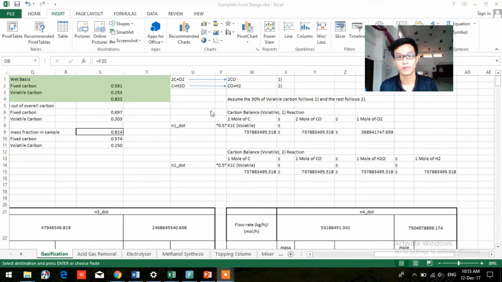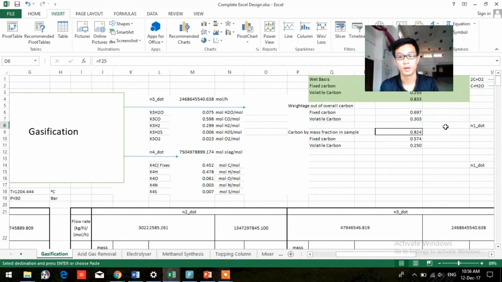Based on these two equations, we limit the amount of oxygen and water so that we do not have additional reactions, such as the production of carbon dioxide. Based on these calculations, we know that 50% of the volatile carbon will follow the first reaction, which is the production of carbon monoxide, and the other will follow the second reaction, which is to produce carbon monoxide and hydrogen. This involves the volatile reactions, and finally we have slag going out at the bottom, which includes the fixed carbons that we do not want.